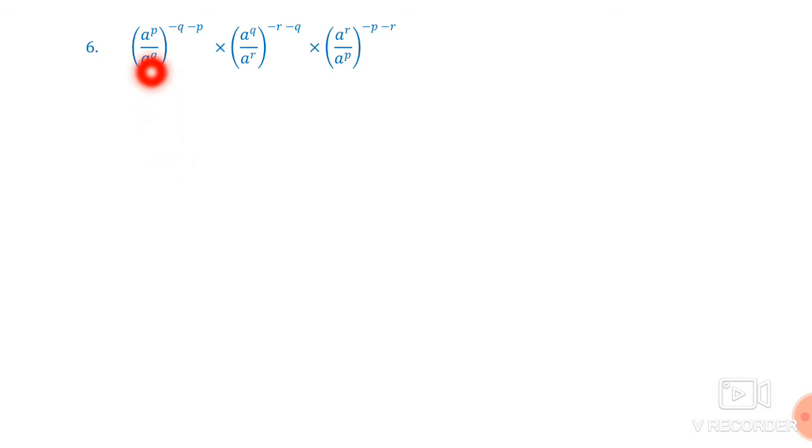(a^p / a^q)^(-(q-p)) multiplied by (a^q / a^r)^(-(r-q)) multiplied by (a^r / a^p)^(-(p-r)). First of all, rewrite the question. Now we can apply the rule which says if we have the same base and the numbers are dividing with each other, we will simply subtract their exponents.